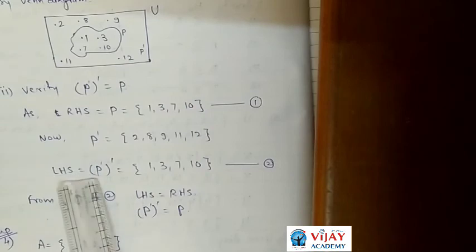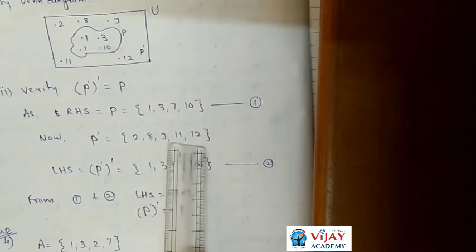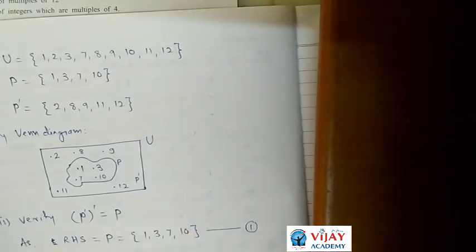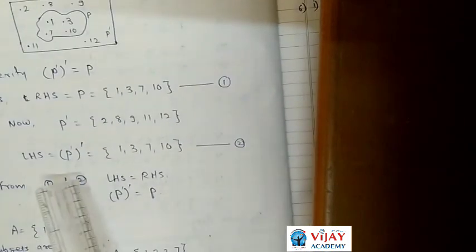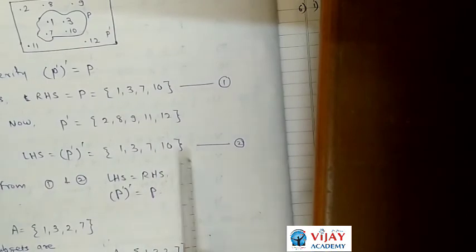Now you have to find the complement of P's complement. So you have to remove 2, 8, 9, 11, 12 from the universal set U. And if we remove these elements, we get the elements 1, 3, 7, 10.